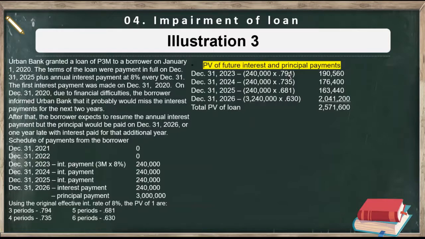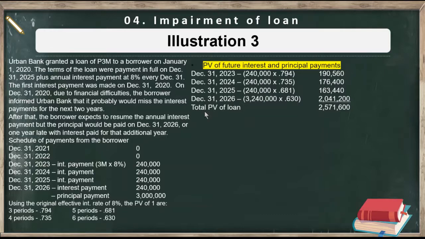So why is it that 0.794 is used? Because that is 3 periods, ma'am, because that would be after 3 years. Remember, 2020 is our starting year here, so 1 year after would be 2021. That's the first period. And then December 2022 is our second period, and 2023 is our third period. So it is the third year. Since our period here is in terms of years, this would be after 3 years. So we do not use the first period here because the payment is after 3 years.